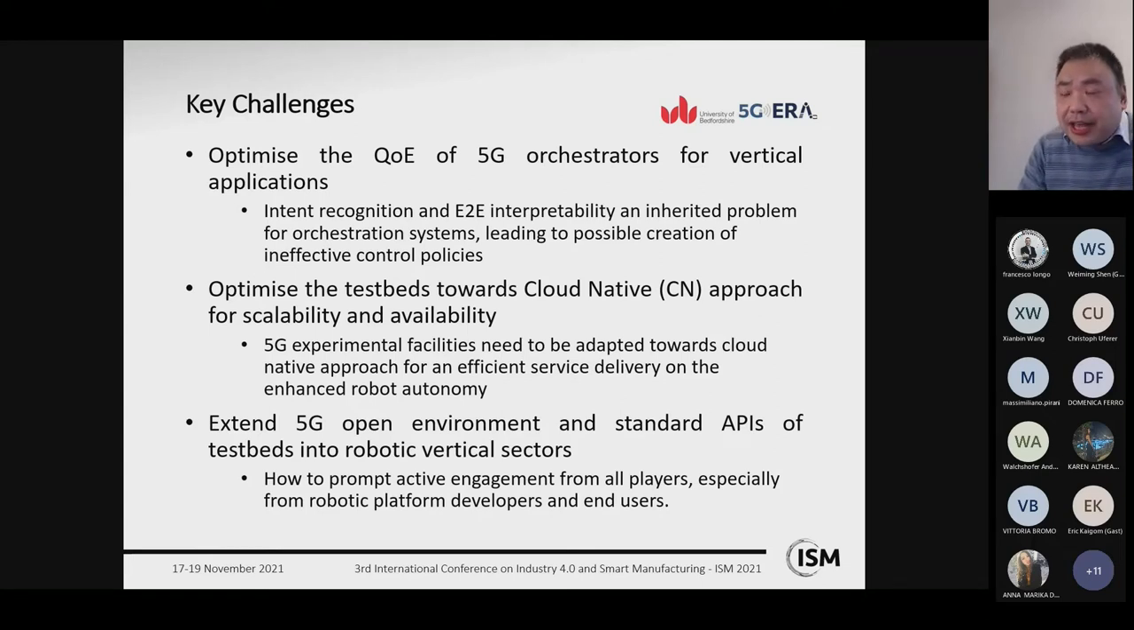And the last one, again, is on promoting the engagement from all players over here. We're trying to see if we could have the API available in the 5G to be promoted in the robotic field, for roboticists and for other people to utilize those capabilities.